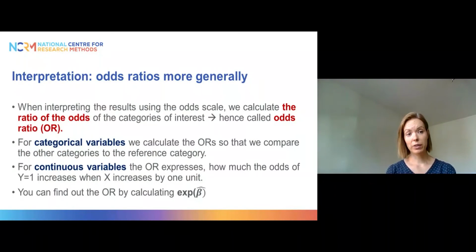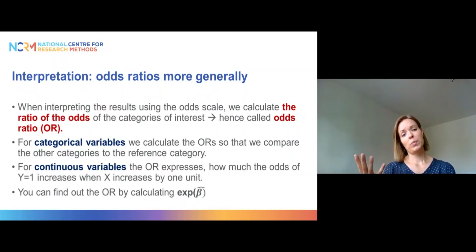More generally, when we interpret these model results in the odds scale, we calculate the ratio of the odds of the categories of interest. So the ratio of the odds of the poorest category and the richest category, for instance, for the wealth example that we just saw. And that's why they are called odds ratios or ORs.